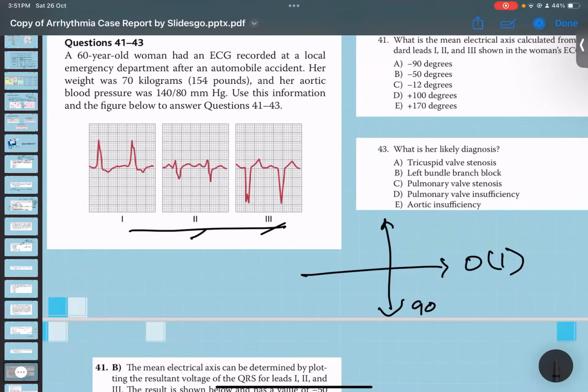Now, as you can see, most of these are downward deflections, which means that the vector for lead 2 and 3 is definitely not going in their direction. They're going in the opposite direction, mainly because it's the downward deflection. And so it's going to be here. For lead 1, however, it's going to be a positive deflection, which means a vector is definitely going towards lead 1. And so it's going to be right axis deviation.